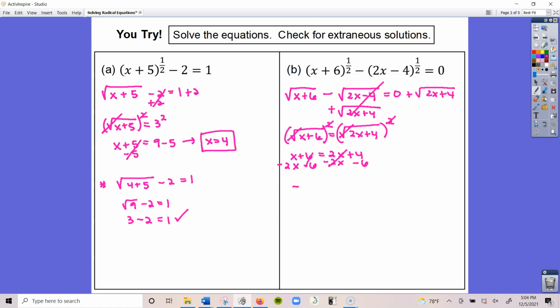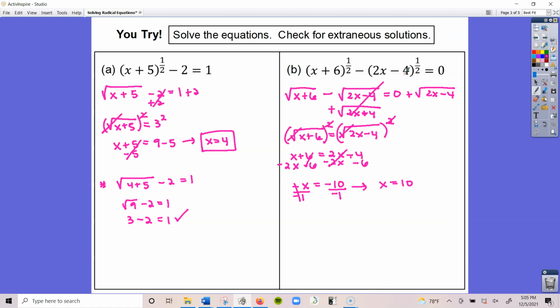So on this side, I'm left with negative x is equal to 4 minus, oh, this is supposed to be a minus 4. Just realized my mistake. I wrote it wrong. This is 2x minus 4 minus 4 minus 4. So negative 4 minus 6 is negative 10. Now I'm going to divide by negative 1 to cancel out that negative, and I get that x is equal to 10.